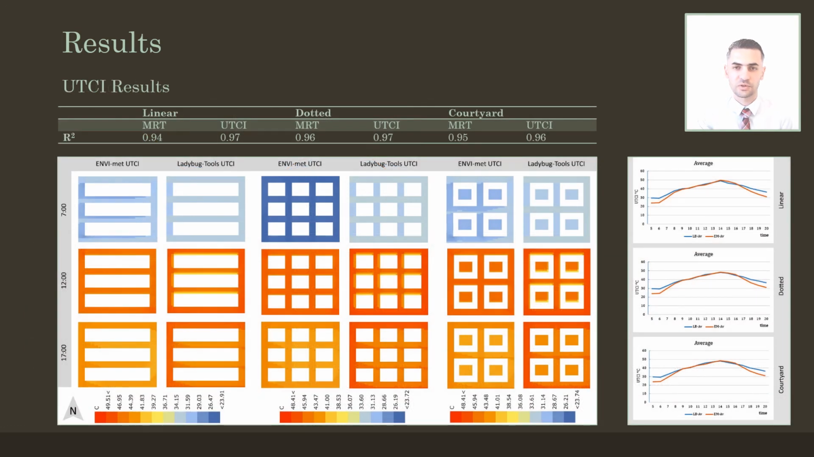For the average UTCI values, as shown on the right side, maximum differences are around 6 degrees Celsius. The left figure shows the UTCI maps for the 3 layouts at 7 a.m., 12 p.m., and 5 p.m., which show minor variations. Also, we calculated the coefficient of determination R² between ENVI and the Ladybug Tools, which has shown a positive correlation for both the MRT and the UTCI.